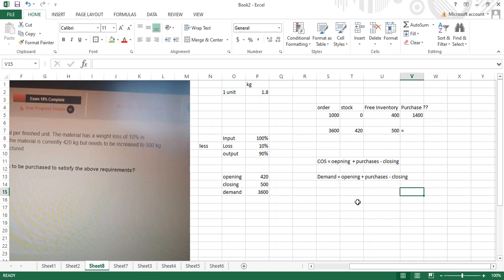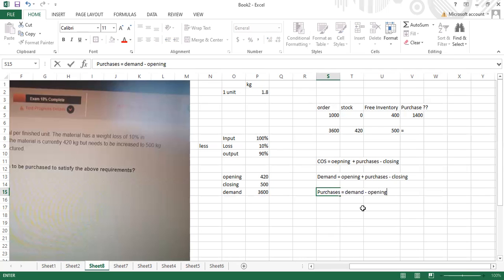So you can just rewrite this equation by changing their positions. Because you have to calculate purchases, you will take opening and closing to the left side of the equals sign. So you can rewrite it like that: purchases equals to demand, right? And the opening would now be in the negative sign, and this would be in the positive sign. So closing, this way you can write.